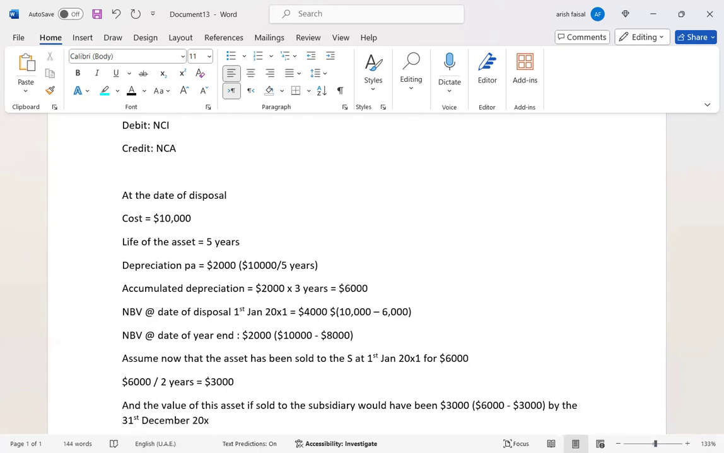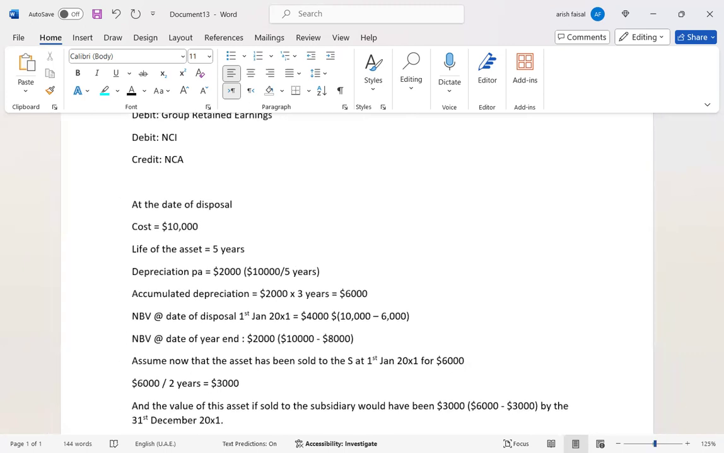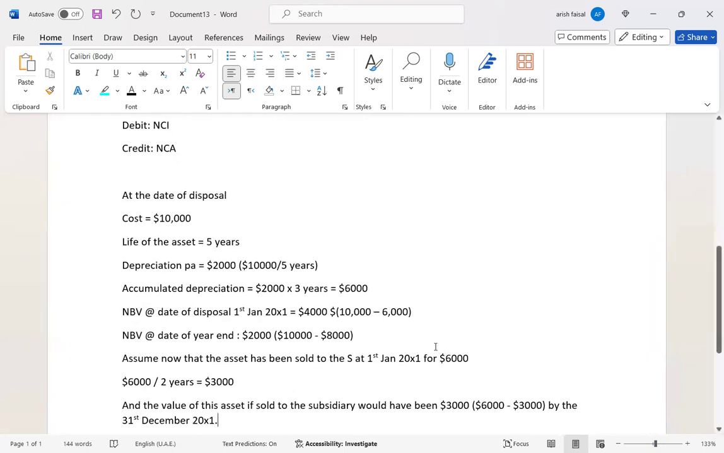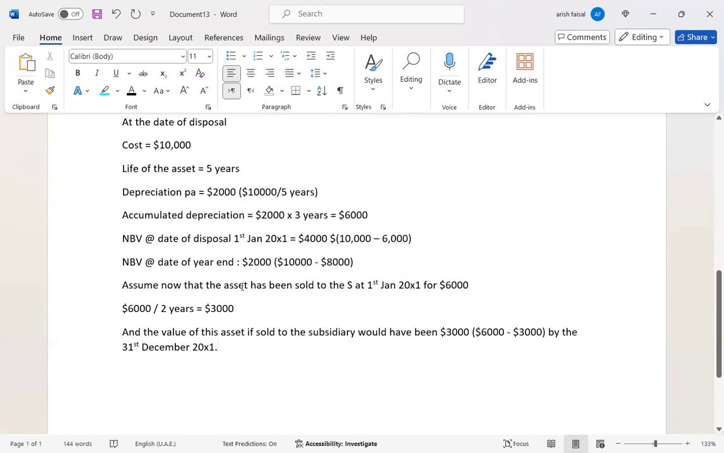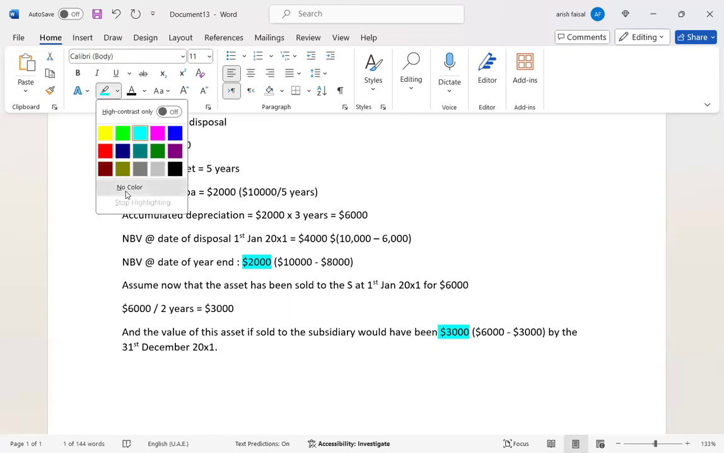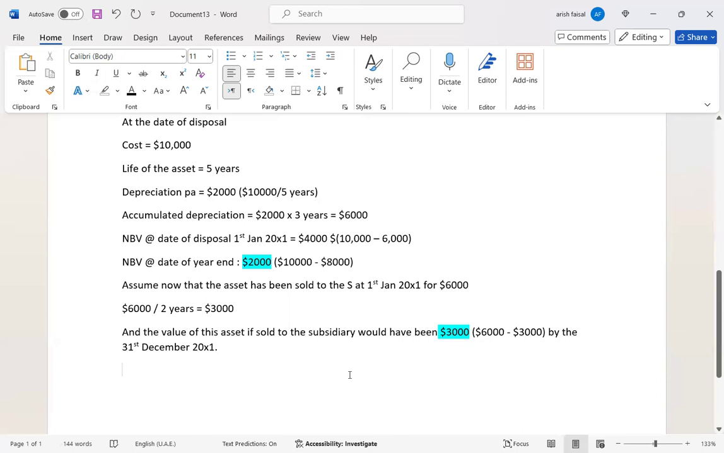December 2001. So now what the subsidiary is doing is that it's kind of overstating the asset, because if this asset would have been in the books of parent, it would have been 2,000. But here, net book value. Okay, so this would have been at 2,000, but in the books of subsidiary, the same asset has been overstated by 1,000, and it's at a valuation of 3,000.